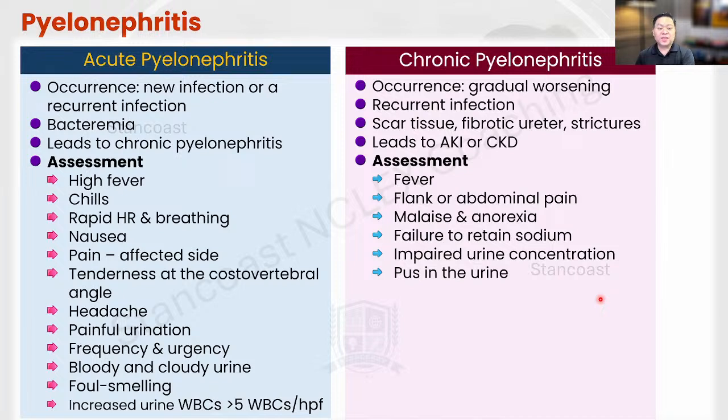Now here, there is a significant elevation of both BUN and creatinine, and we don't have that in acute pyelonephritis. The reason for that is the damage that it has done to the renal parenchyma. So what you're going to expect here is the accumulation of nitrogenous waste in the bloodstream. And of course, if not detected or not treated, it can lead to AKI or ARF.